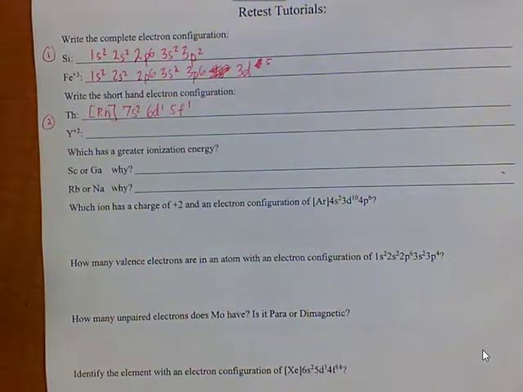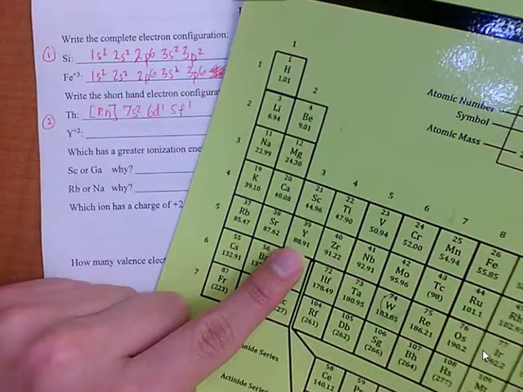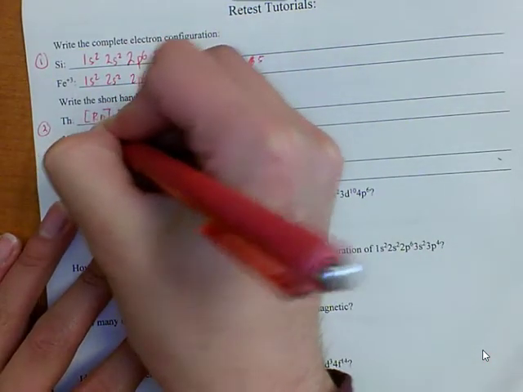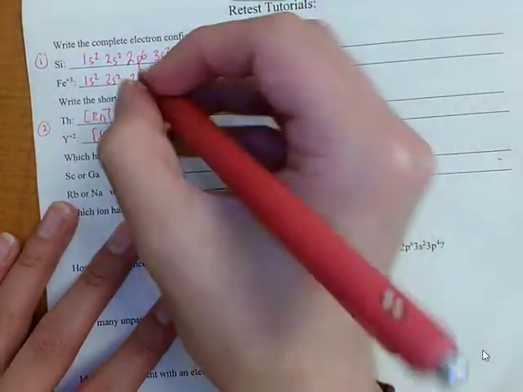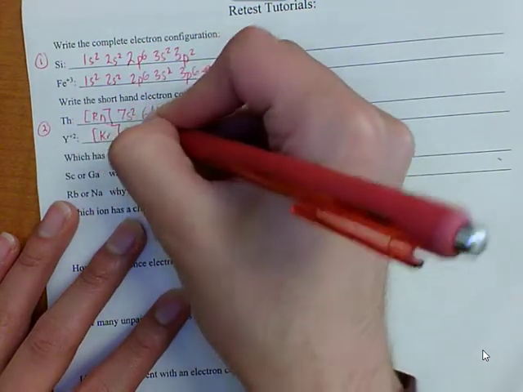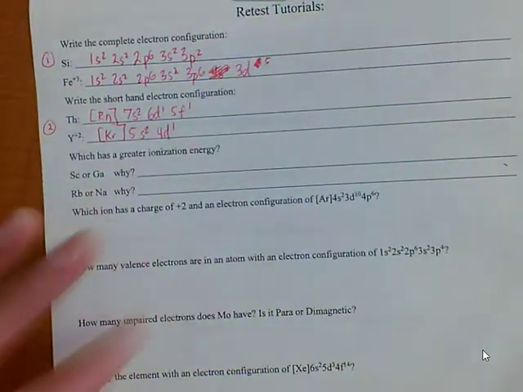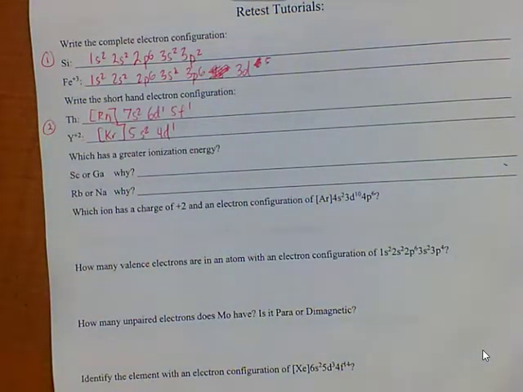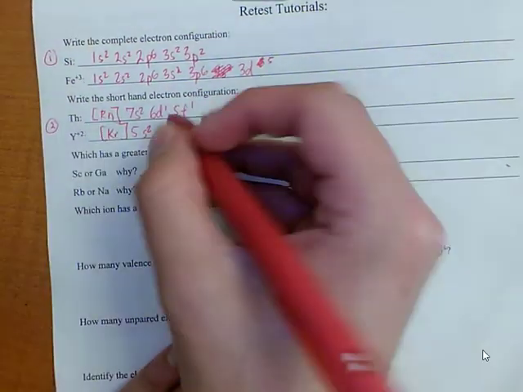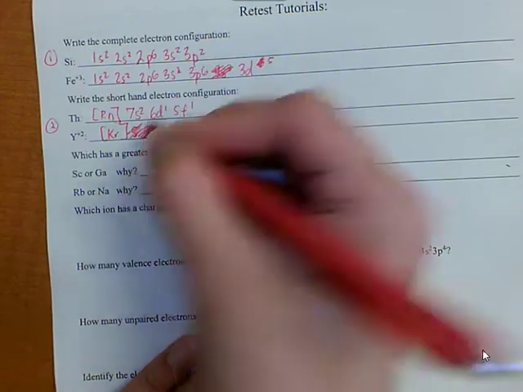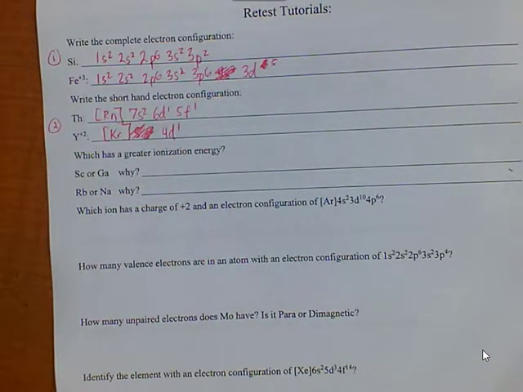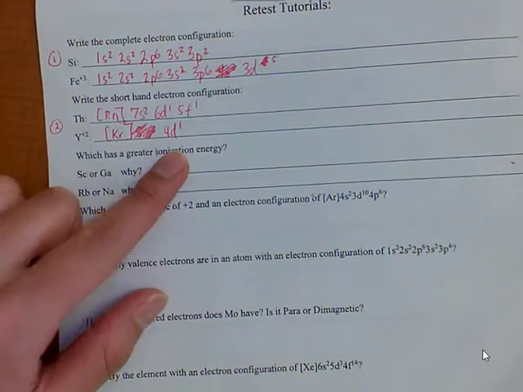All right, Y plus 2. So Y is over here. See, number 39. So the noble gas before number 39 is 36, or Kr. So in brackets, I'll put Kr. Okay. After Kr comes 5s2, and then 4d1. So that's Y, but it has a +2 charge, so I have to take away 2 electrons. So if I need to take away these 2 electrons, I'm going to get rid of these 2 because remember, they're the furthest from the nucleus. So there's my electron configuration, my shorthand. Kr, 4d1.